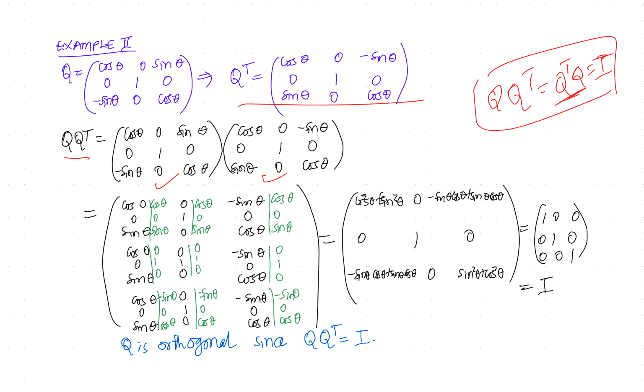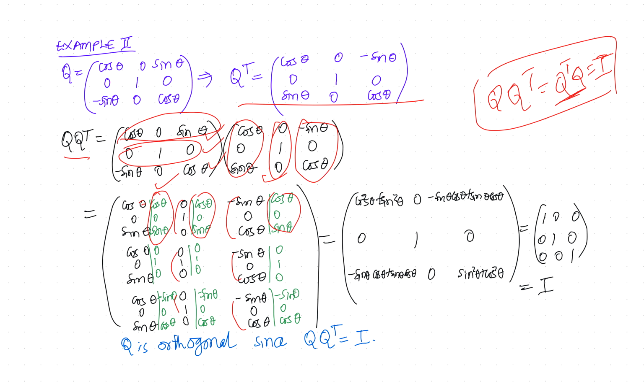So 1, 2, 3 rows. So you write this one 3 times each. So cos theta 0 sine theta, 3 times, then 0 1 0, you also write 3 times, and then minus sine theta 0 cos theta, write that 3 times, and then you put this over the first row. So cos theta 0 sine theta, then you have 0 1 0, that goes all through, and then minus sine theta 0 cos theta also goes all through.